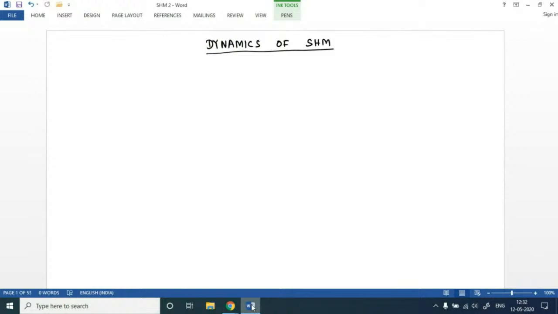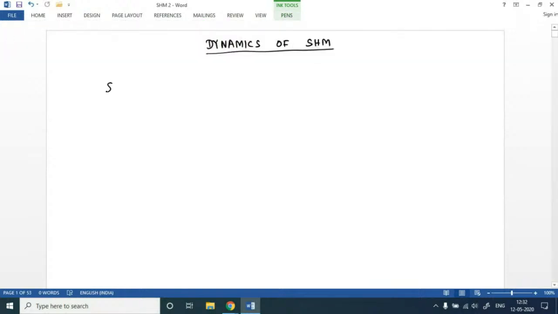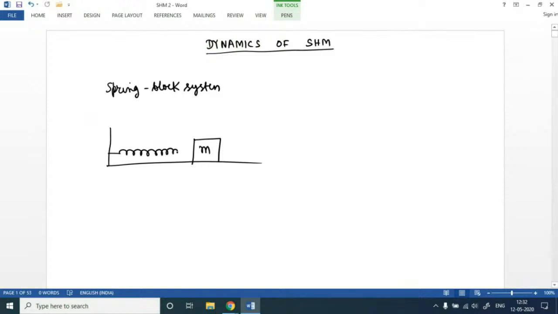So in order to do that, let's take the simplest thing, a spring block system. In the spring block system, I am taking one simplest setup. Let's say this is a block of mass m, and it is connected with an ideal spring, and the other end of the spring is connected to some rigid wall, and this is kept on a frictionless horizontal surface. Let's say the spring constant of the spring is k.